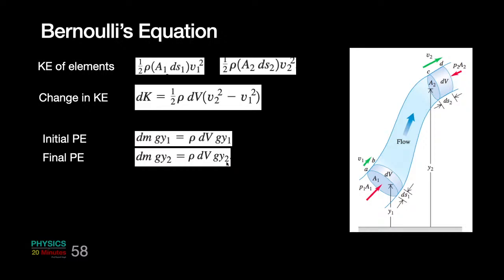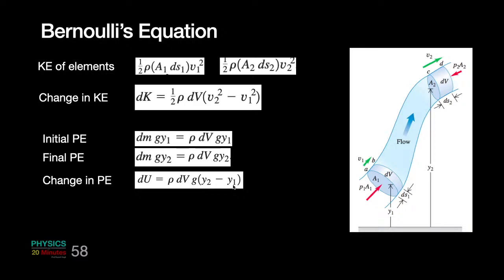What is the change in potential energy? The change in potential energy is the final potential energy minus the initial potential energy. So once you take that change, you will get dU as rho dV g, these three terms are common, times y2 minus y1, final position minus initial position. So this becomes the change in the potential energy.